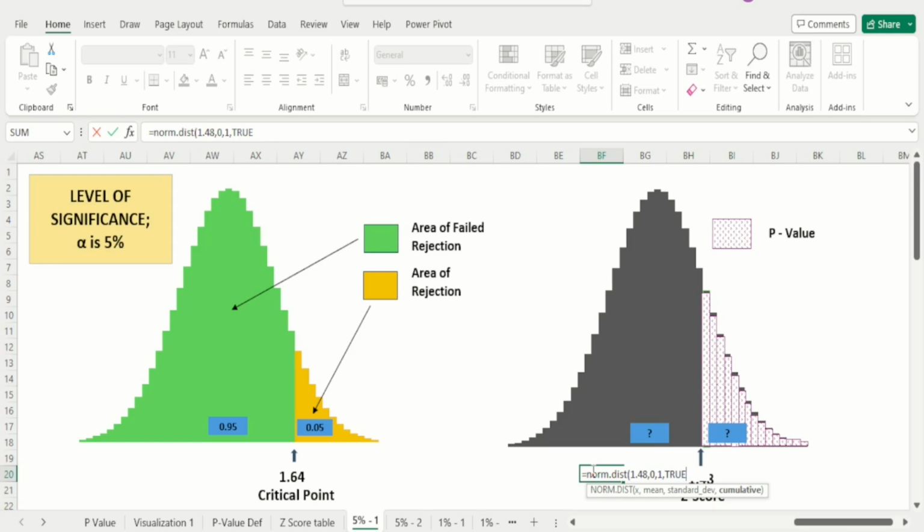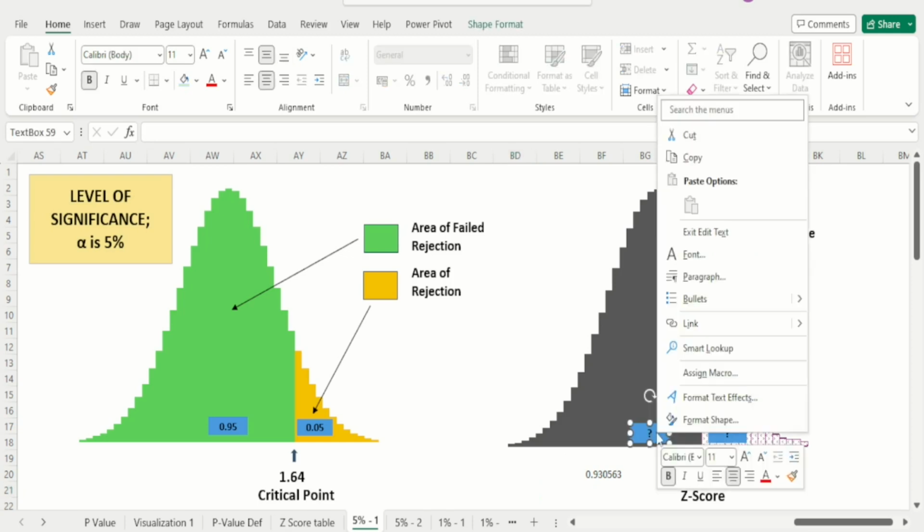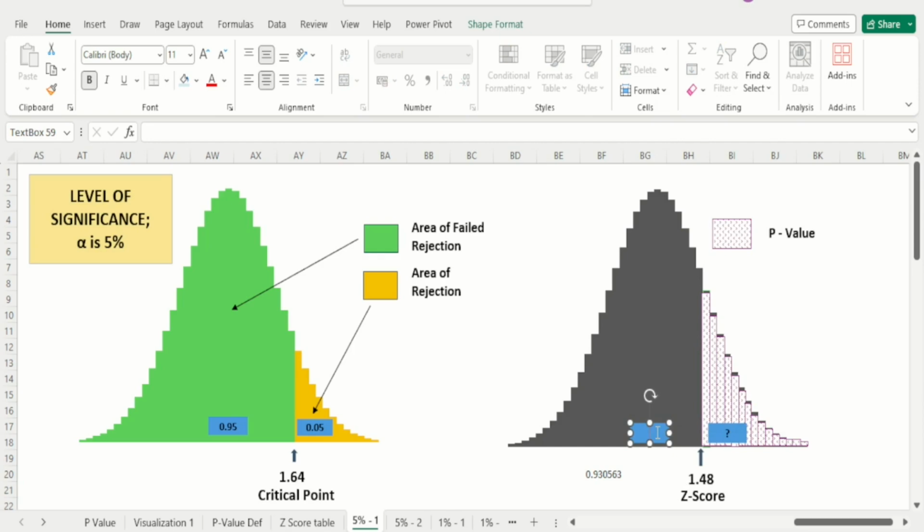So the fourth parameter is true, and when you do it, you will see that it's giving you a value of 0.93. What does this 0.93 mean? This 0.93 means that 93% of the area of the curve is this gray colored area. So we have solved one part of the problem. This area is 93% or 0.93. So if this gray colored area is 93%, what is left over? The leftover is roughly 7%, because the overall area is 100%. So the area which is the p-value, or the area which is shaded as a texture, is roughly 7%.